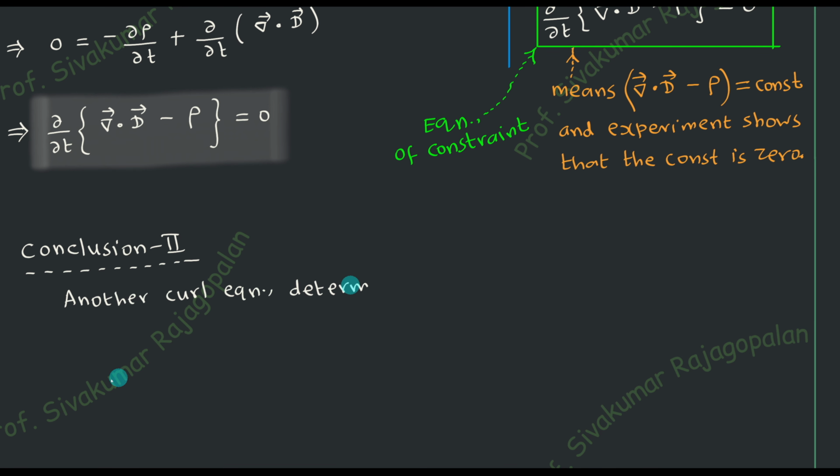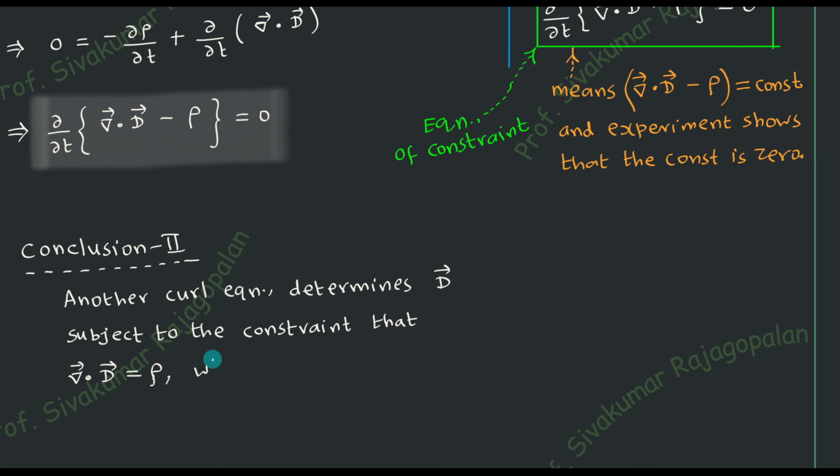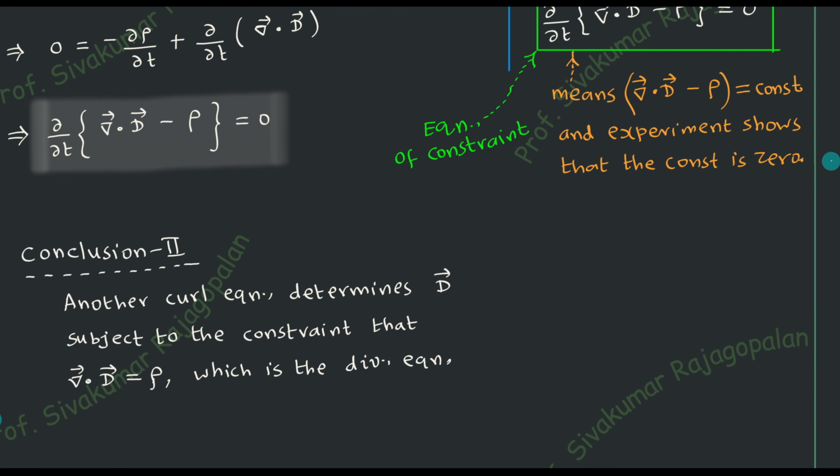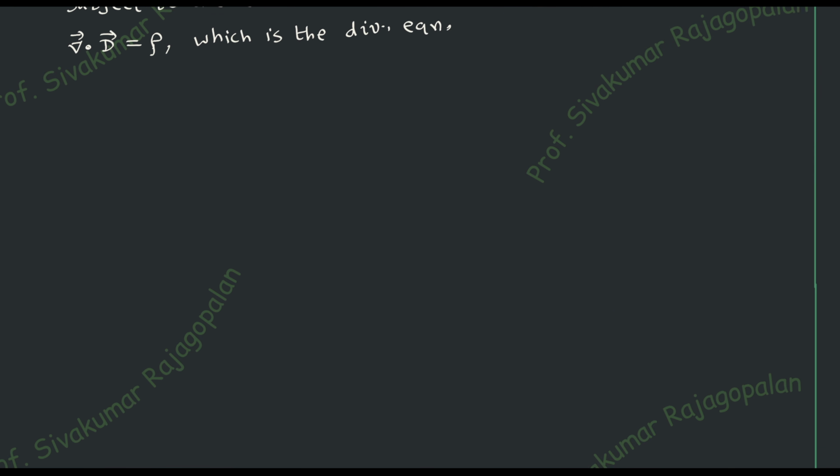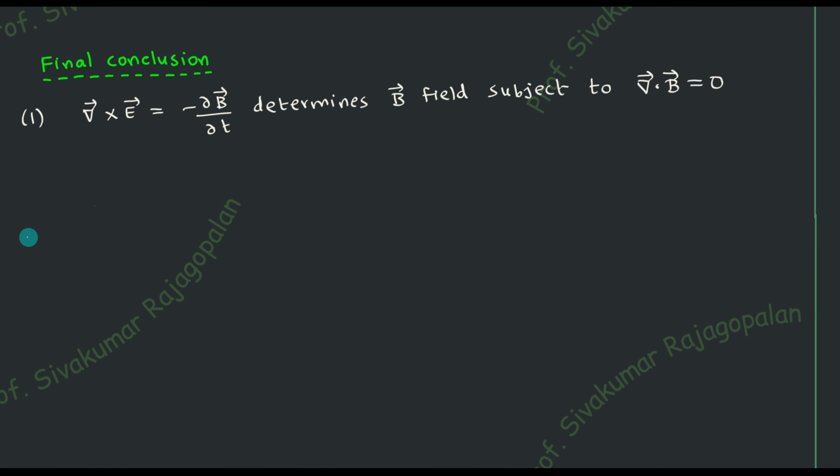Similarly, the one more curl equation determines the d vector, once again subject to the constraint. What constraint? That the divergence of d equal to rho all the time. Of course I didn't write all the time. Remember, divergence of d should be equal to rho all the time. That is the meaning of dou by dou t. And of course that's all. So with that we have the main conclusions.